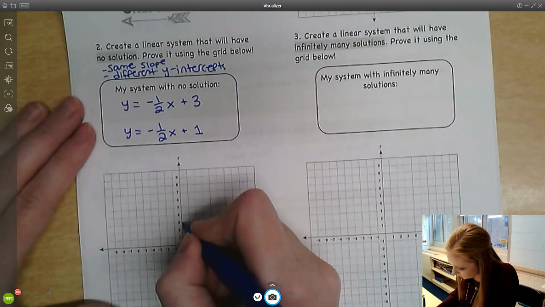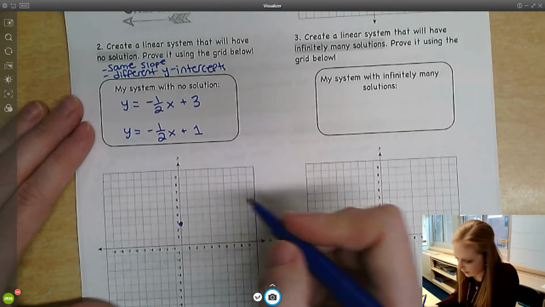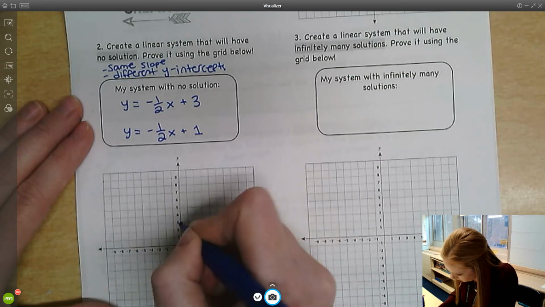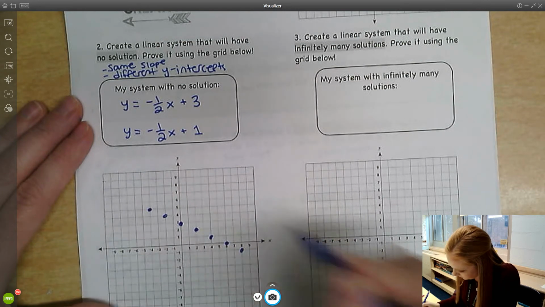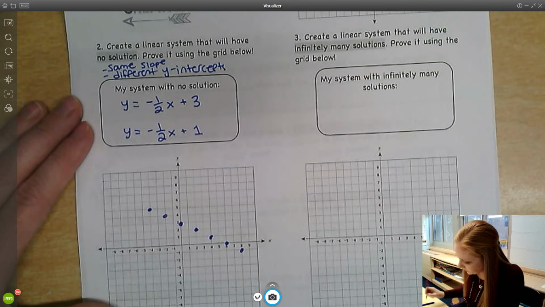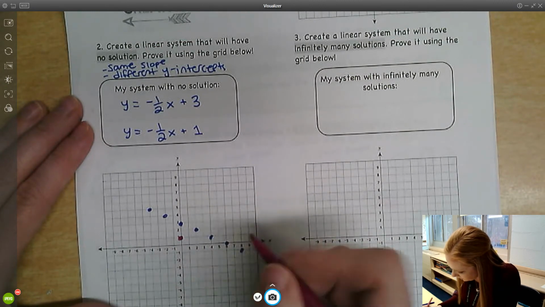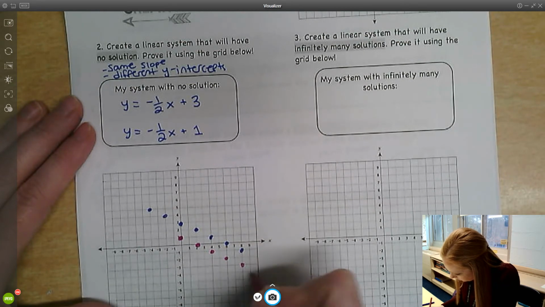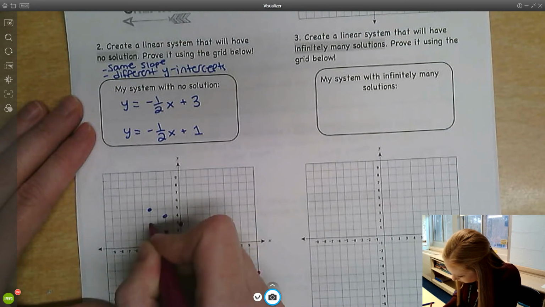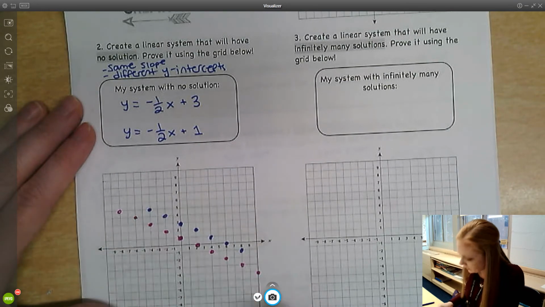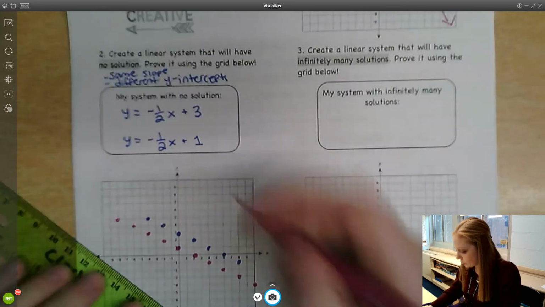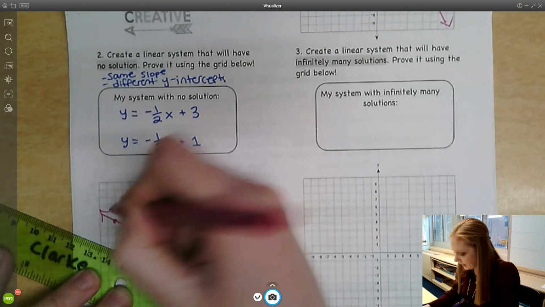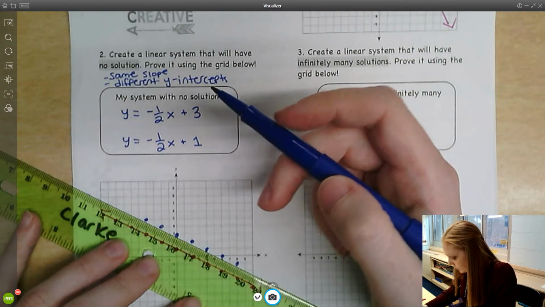Let's see. The first one I start at 3, and then I go down 1, right 2. Down 1, right 2. Up 1, left 2. And then my other one, I'm starting at 1, and then I'm going down 1, right 2, and repeating, then up 1, right 2, up 1, right 2, up 1, right 2. And sure enough, they're parallel. They have no solution. So you can make it up however you want. Just know that you have to have the same slope, and you have to have different y-intercepts.